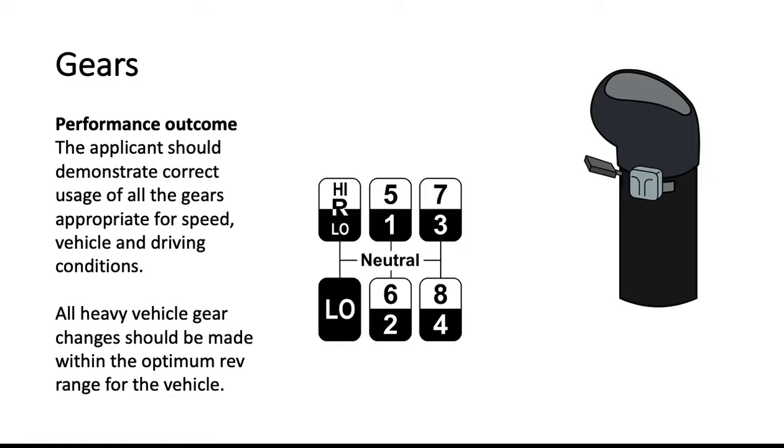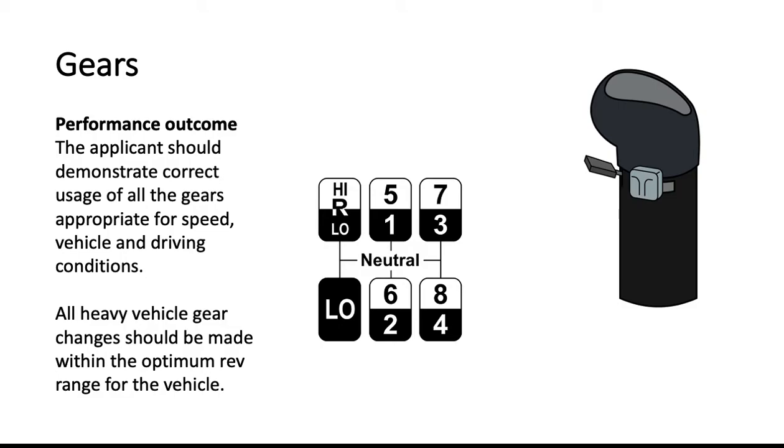Also, we need to work on Barry's gears. They're not up to standard. Let's have a look at the performance outcome for gears. The applicant should demonstrate correct usage of all the gears appropriate for speed, vehicle, and driving conditions. All heavy vehicle gear changes should be made within the optimum rev range for the vehicle.